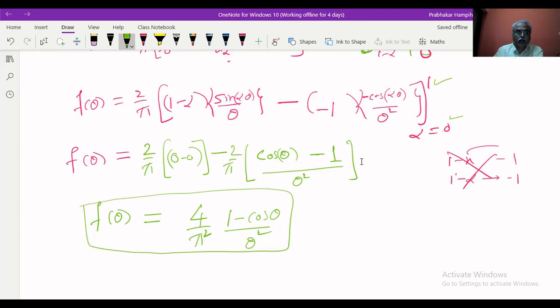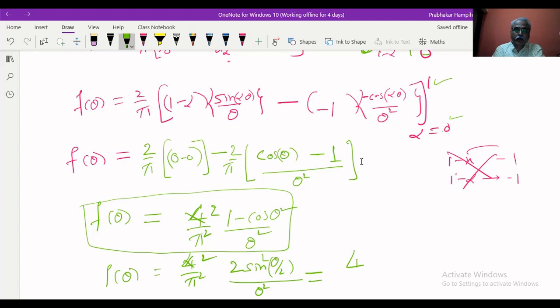But how can we write 1 minus cos theta? f of theta equals 4 by pi square, and 1 minus cos theta you write as 2 times sine square theta by 2. Sorry, this is 2 by pi square because of only one 2. So I wrote only the numerator differently, divided by theta square. So f of theta can finally be written as 4 times sine square theta by 2 divided by theta square, as the answer to this question.